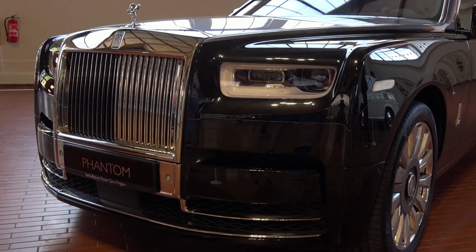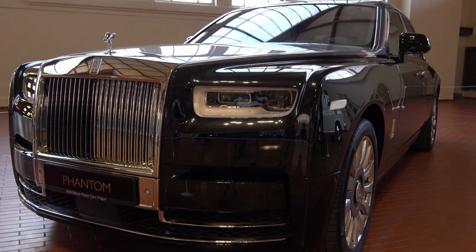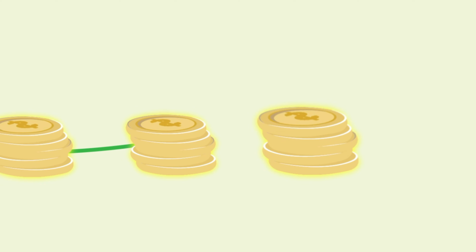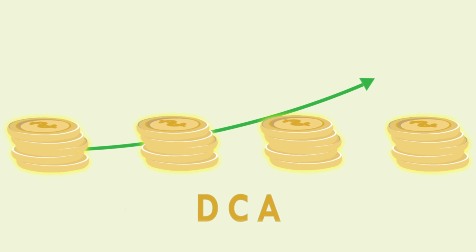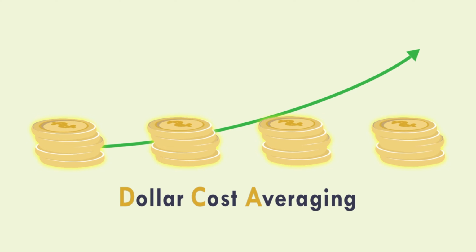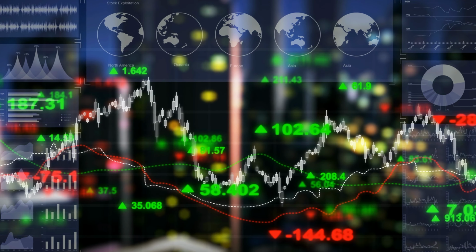And the best part? It's not some crazy gamble or get-rich-quick scheme. It's a simple, steady approach that anyone can use, no matter how much money you start with. I am talking about the DCA, dollar cost averaging. A strategy so powerful and so easy to implement that it could change the way you think about investing, especially in volatile markets like Bitcoin or the stock market.